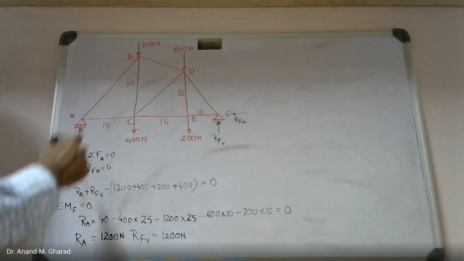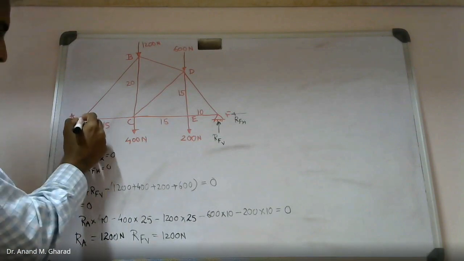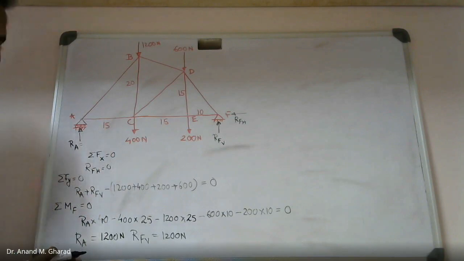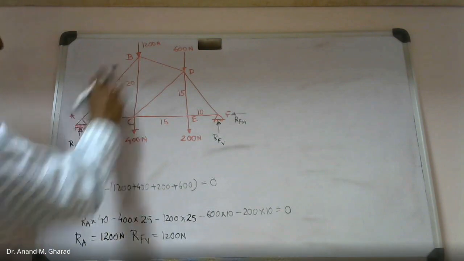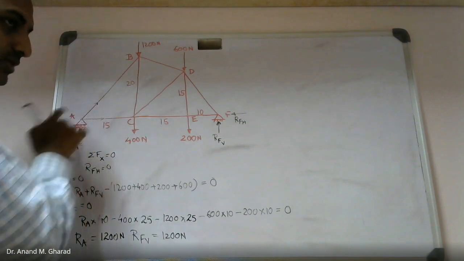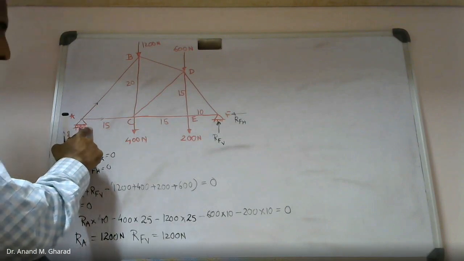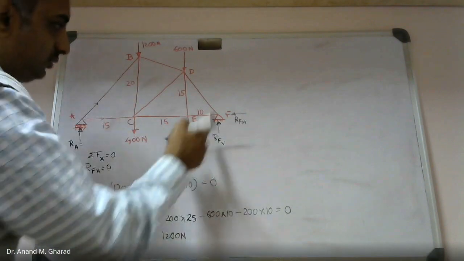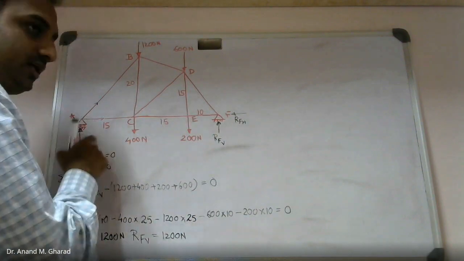So let us try to identify. What do you think about joint A? At joint A, how many knowns are there? This is known, RA, you have just found out. And other than RA, the force in member AB and the force in member AC are unknowns. But there are only two members actually connected at joint A, so it will be easy for us to identify the forces in members AB and AC. Or you can even think of joint F. It is one and the same case. But let us start with joint A.